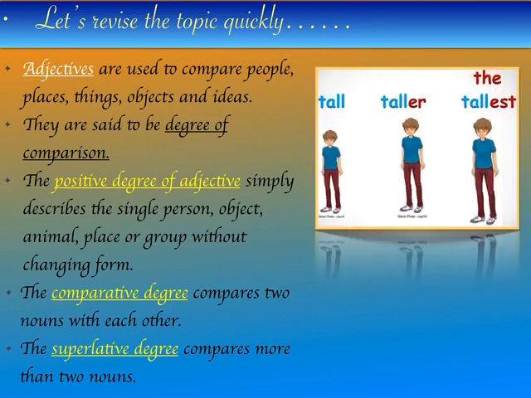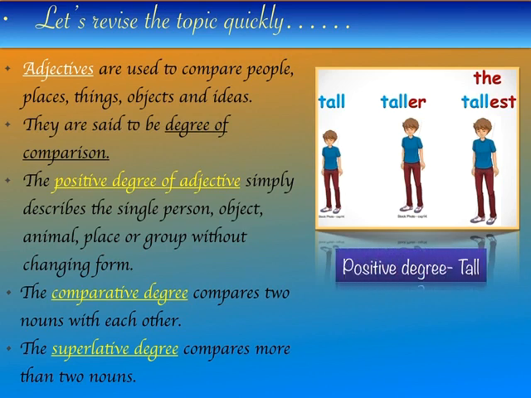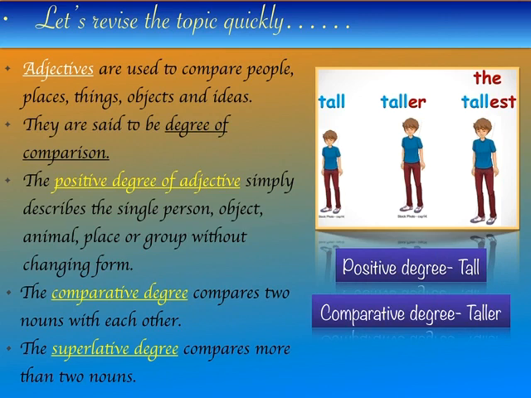Let's see one example. Here in this image we can see three boys. The first one is tall, second is taller, and the third one is tallest. So the words tall, taller, and tallest are describing the boys, and so they are different forms of adjective. The first form of adjective, that is tall, is said to be a positive degree. The second one is taller, and that is said to be comparative degree. It is also one form of adjective, tall.